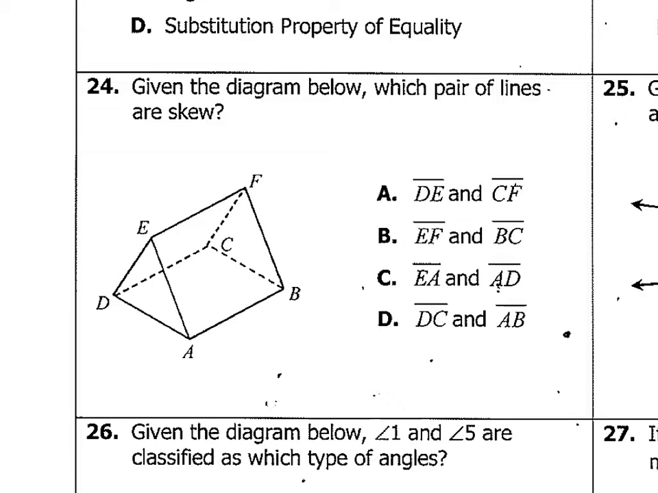Okay, 24. Looking at this here picture, which pair of lines are skew? Skew lines. Okay. Skew, they're not on the same plane, not the same surface. They can't be on the same surface, but yet they cannot be parallel either.